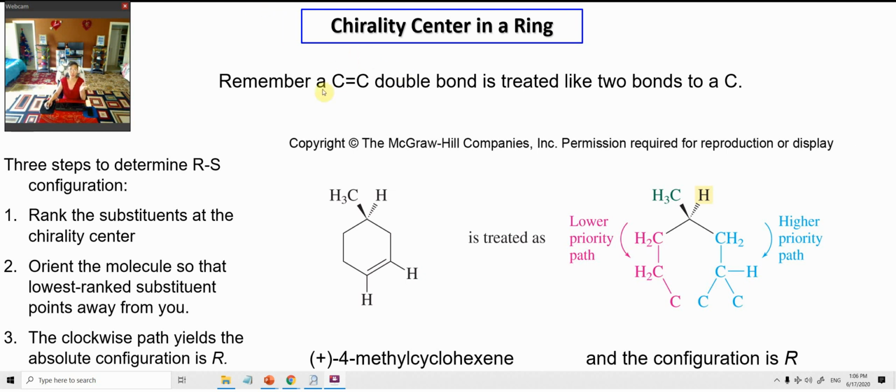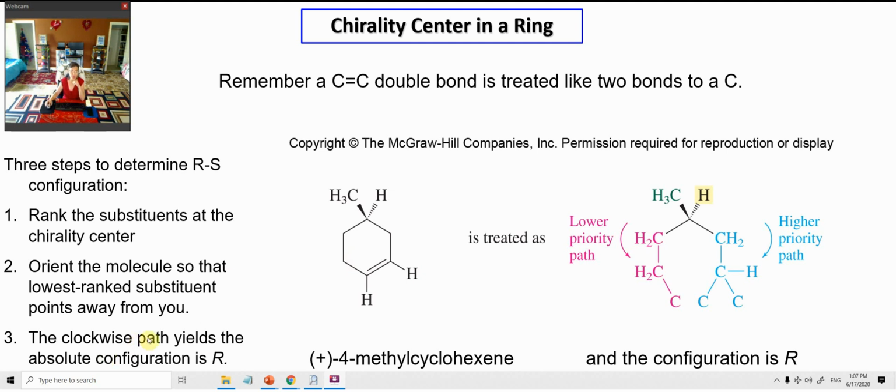Last class, we essentially showed you how to determine R and S configurations based on Cahn-Ingold-Prelog's rule. Generally speaking, in order to determine the RS notational system, we need three major steps. The first step is you are going to rank the substituents at the chiral carbon center. Step 2, you are going to orient the molecule so that the lowest ranked substituent, such as your hydrogen, points away from you. The last point is you are going to count the different substituents from highest priority to the lowest priority.